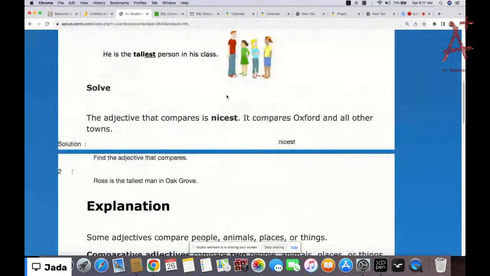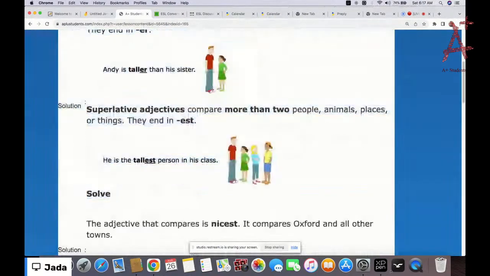Now, superlative adjectives compare more than two people, animals, places, or things. They end in est. So when you see est, it is superlative. The one with er is comparative. So: he is the tallest person in his class. Okay, tallest, that is superlative.